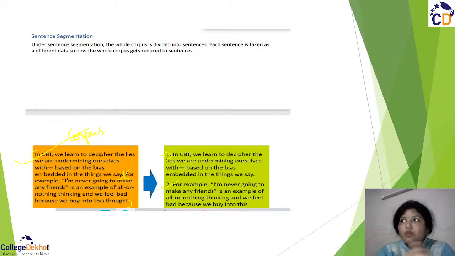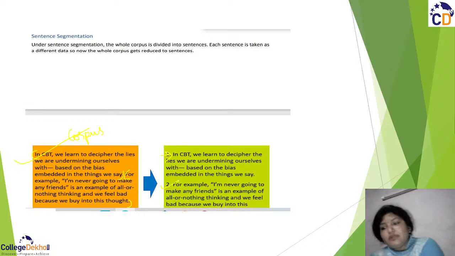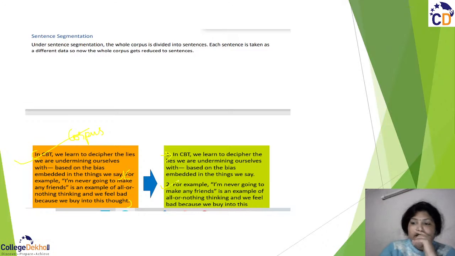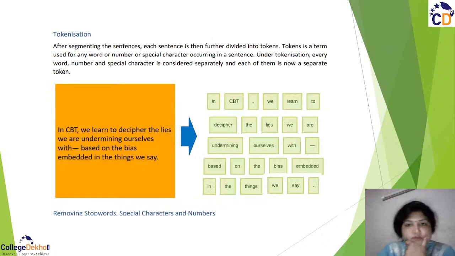So this is how we divide the corpus and convert it into multiple sentences. We extract the sentences out of it, and we are not prioritizing them. It is just making sentences out of the corpus. The next step is tokenization. Now let us understand what tokenization is.